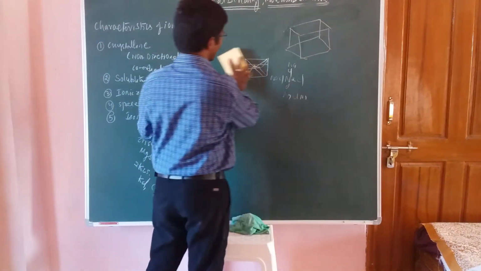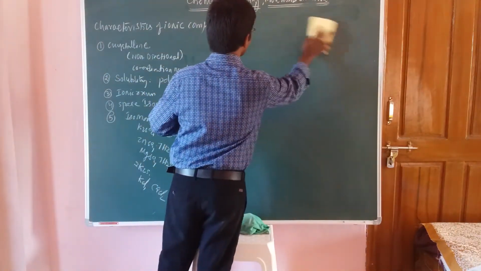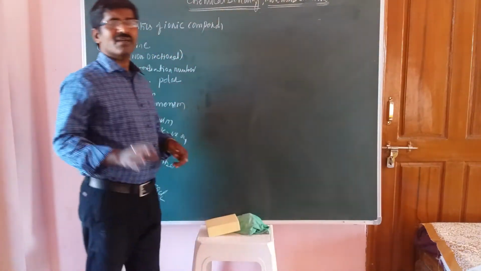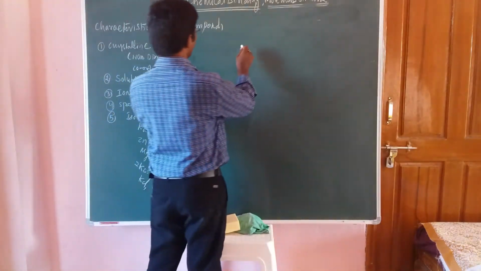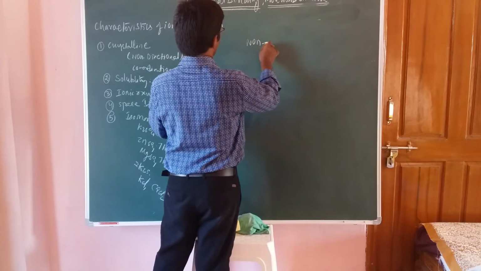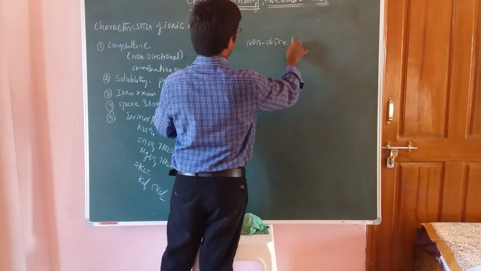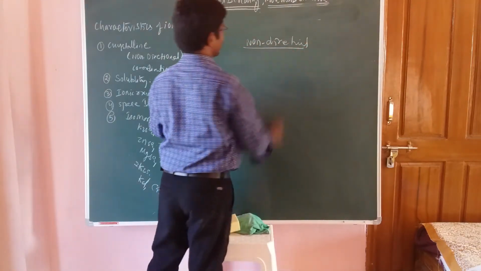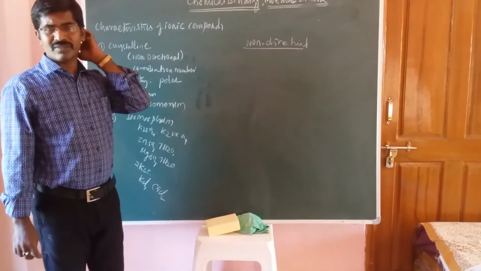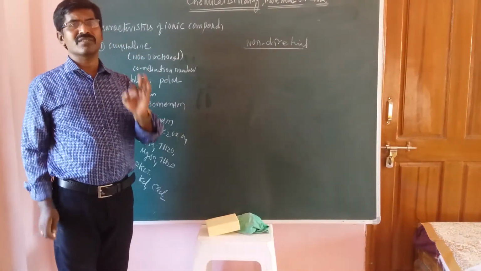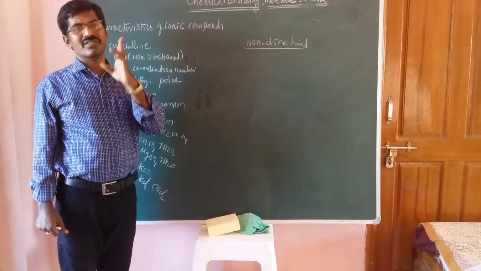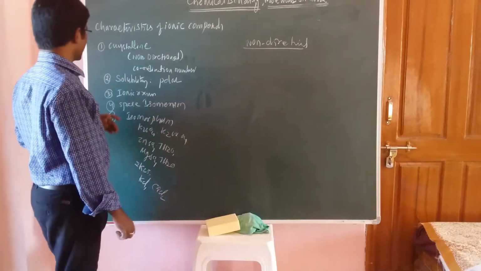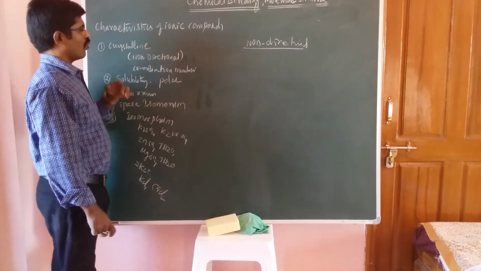Now in this case, ionic compounds do not have any direction. That means ionic compounds have non-directional bonds; they do not possess any direction. Non-directional bonds are present in ionic compounds. Okay, students, and next is the coordination number.